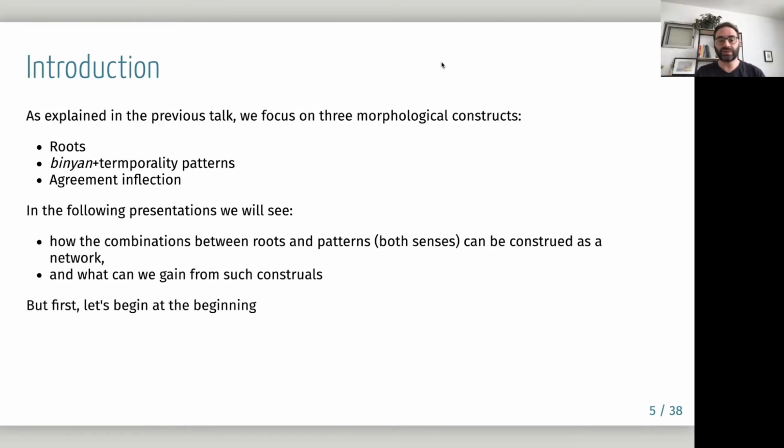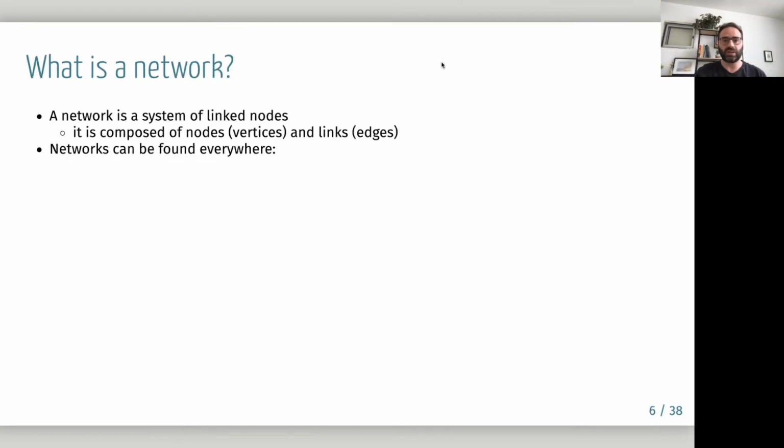In the following presentations, we will see how the combinations between roots and patterns can be construed as a network, and how and what can we gain from such construals. But first, let's begin at the beginning. What is a network? A network is a system of linked nodes. So it is composed of nodes with a link between them.